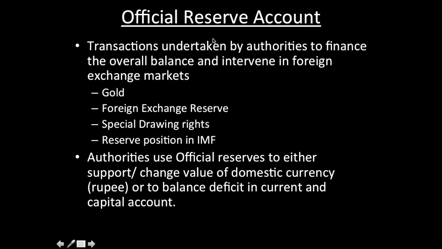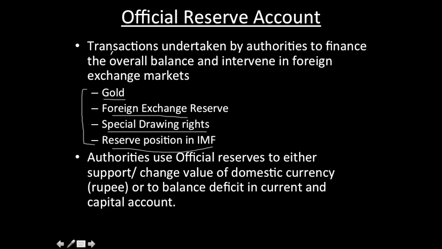The third is official reserve account. Transactions undertaken by authorities. Now, what does the official reserve account consist of? There are four subcomponents: reserves in terms of gold, reserves in terms of foreign exchange, reserves in terms of special drawing rights of IMF, and also reserve position in IMF. These are the four components that they have.